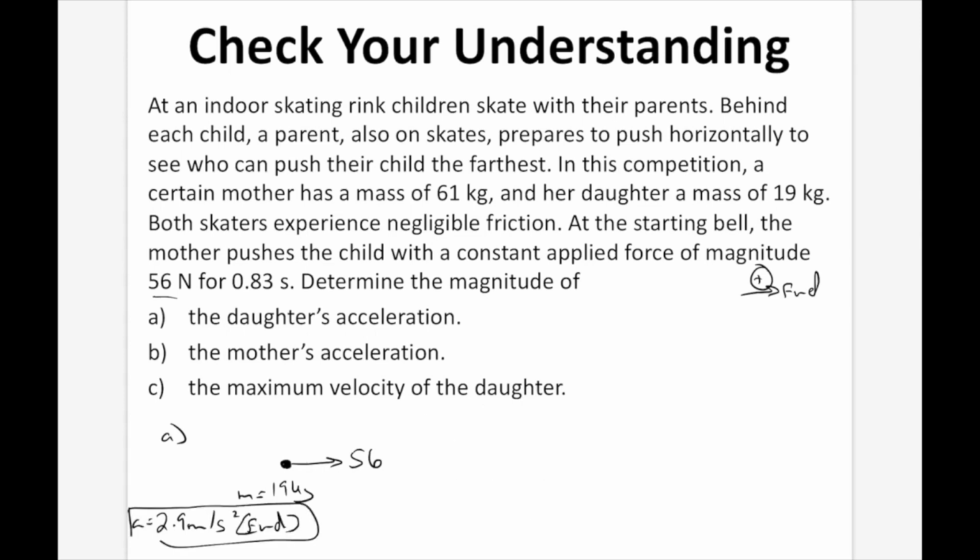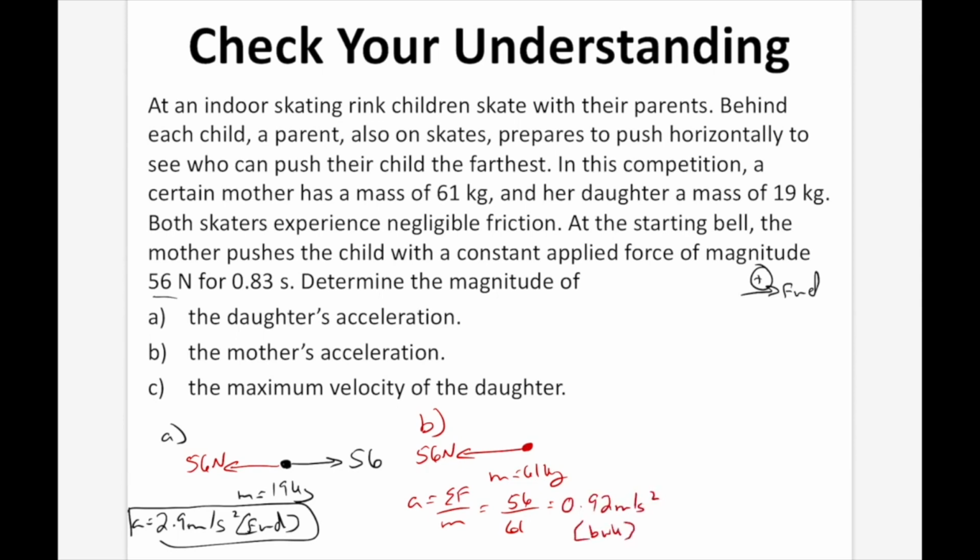That's our acceleration. For B, we're asked the acceleration of the mother. So keeping in mind, when the mother pushes on the daughter forward, there's an equal and opposite reaction in the other direction. That's also 56 newtons. So now if we're taking a look at the mother, draw a different free body diagram. We have our force going the other way, 56 newtons. Her mass now is 61 kilograms, and we're going to do the same thing. Acceleration is equal to the sum of the forces divided by the mass, which is going to be 56 newtons divided by 61 kilograms. 56 divided by 61 is 0.92 meters per second squared, and we would say backwards. So you can see the exact same force causing different amounts of acceleration because of the mass of the person.